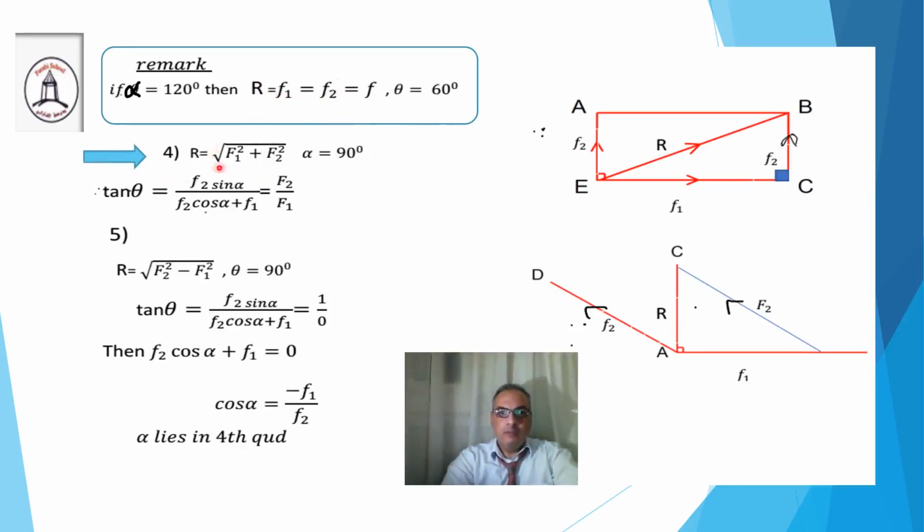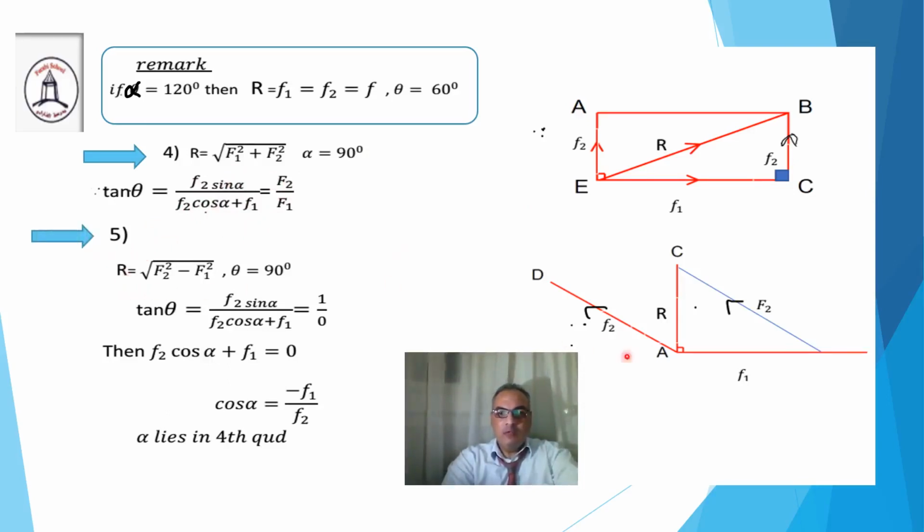Fourth remark, if the two forces are perpendicular like a rectangle, so R is the hypotenuse, so R square equals F1 power 2 plus F2 power 2, and alpha is 90, so tan theta equals F2 sin 90, which is 1, over F1 plus F2 cosine 90, which is 0, so it is F2 over F1.